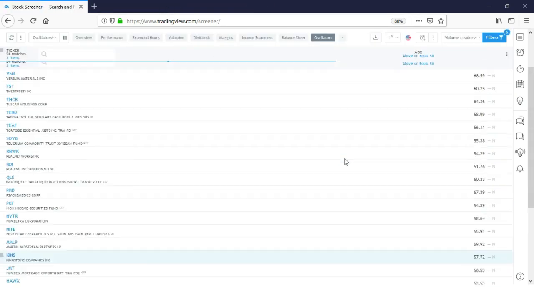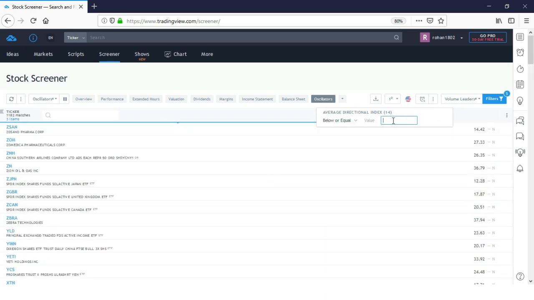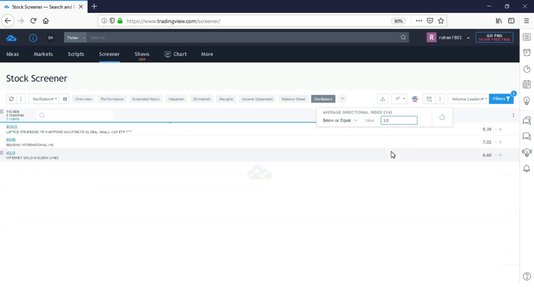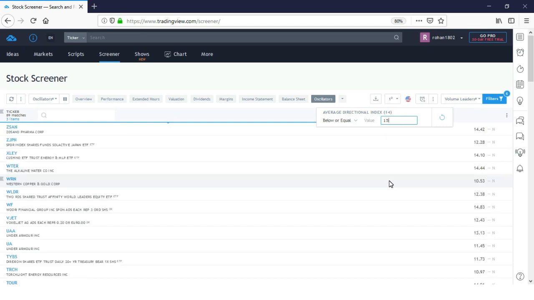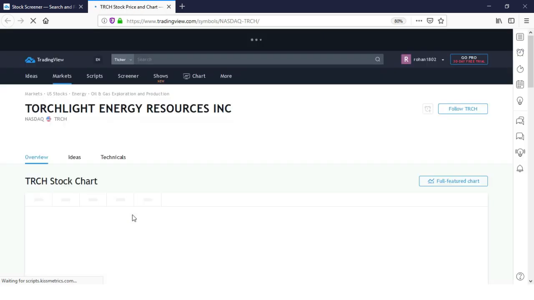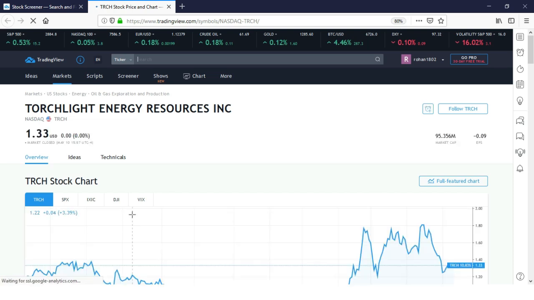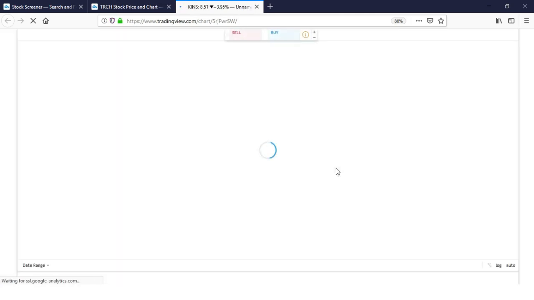If you want to check the deviations, you can choose ADX that is below or equal to 10, so that we can easily identify the 10 or 15. We can easily identify the consolidation wave. And in this part, we easily check the squeeze bands. Like we take another share called Torch Energy Resources Limited, TRCH. The price is around $1.33. Not 100% confident whether it is liquid or illiquid, we just check the charts and then confirm.